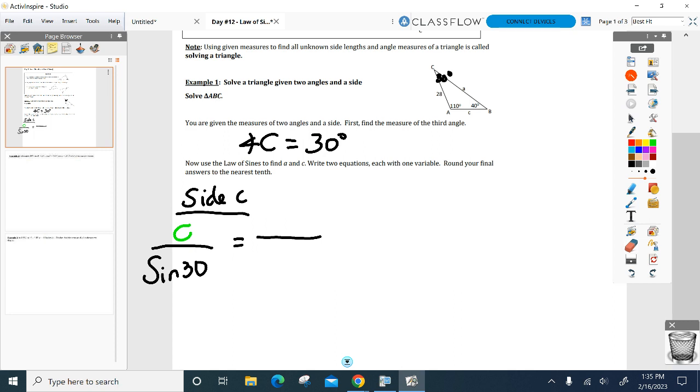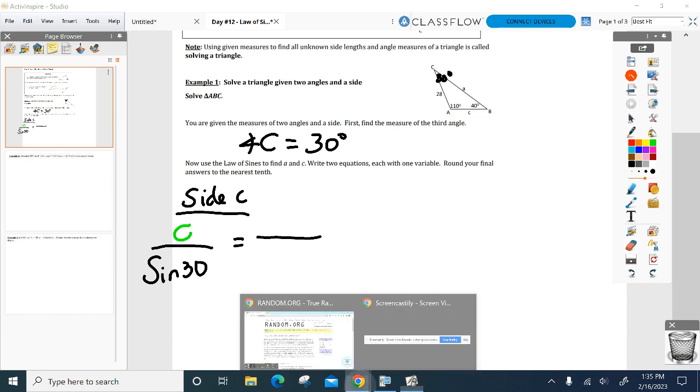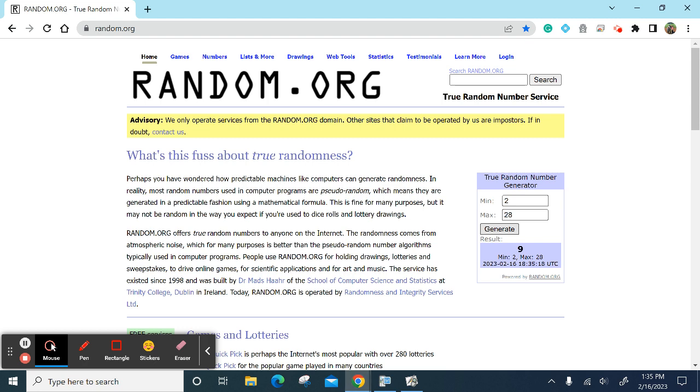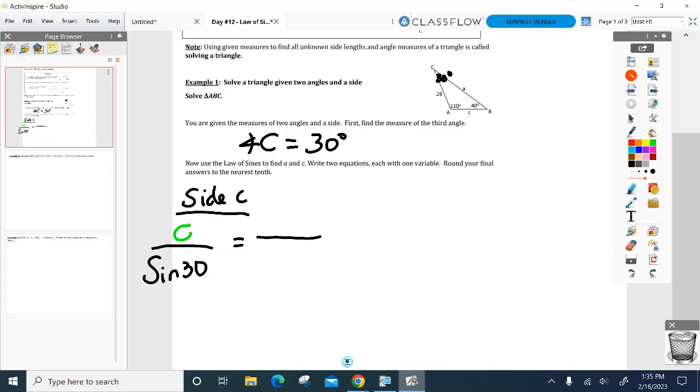Now on the other part of the proportion, I want to put a second side. But come on now, let's think about this. Do I really want to put A there and have two variables? No. You want to put the side that you know and the angle across. So what should my second half of my proportion look like? What side do I want to use now?